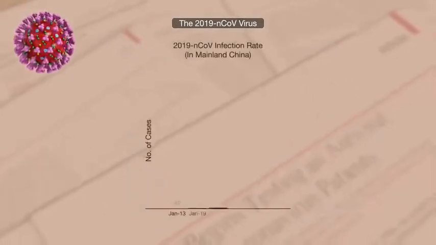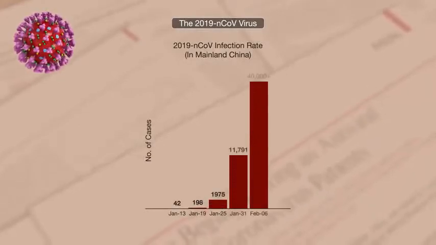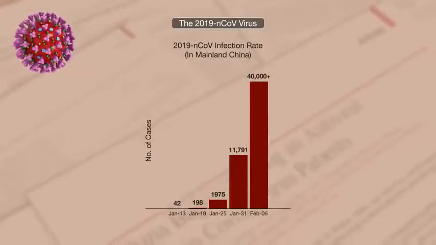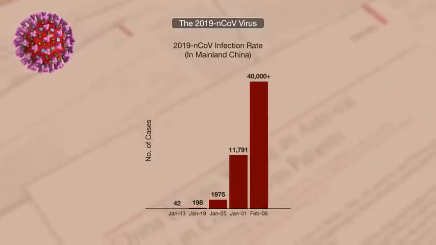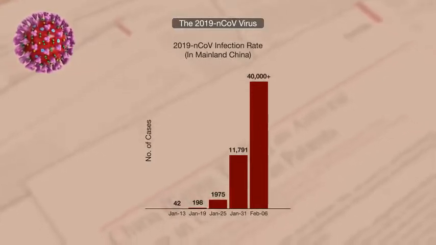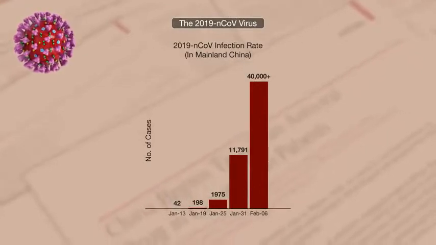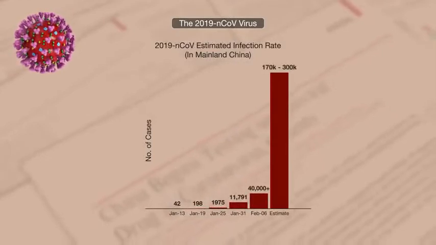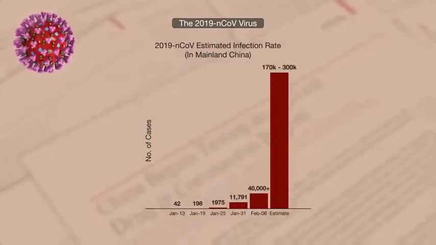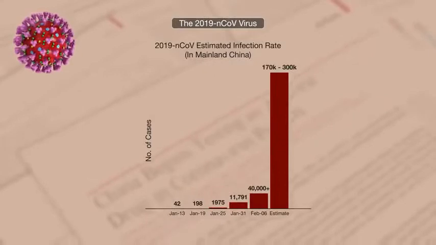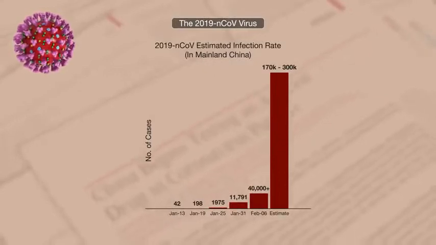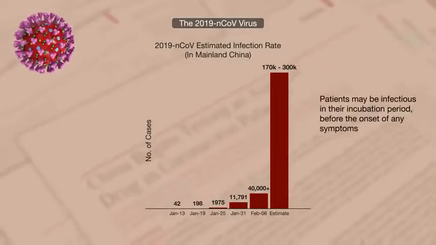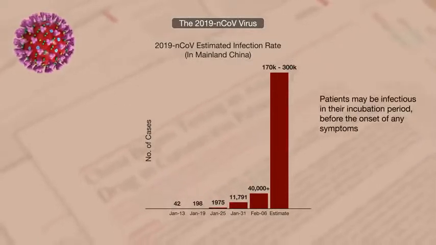The virus has, as of February 6th, over 40,000 confirmed cases in China alone, with almost 200 cases in over 25 other countries. However, Dr. Jonathan Reed from the UK believes that the number of actual cases is far greater and has estimated between 170 to 300,000 by February 9th. This is because symptoms can be mild and escape reporting and testing. What's more, in stark contrast to SARS, some patients may be infectious in their incubation period before the onset of any symptoms.